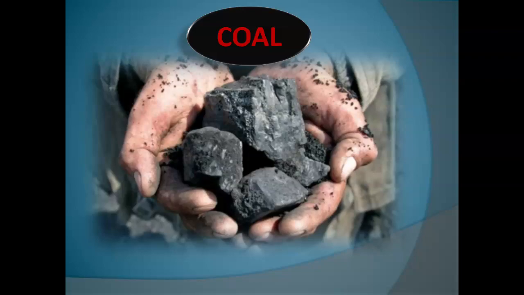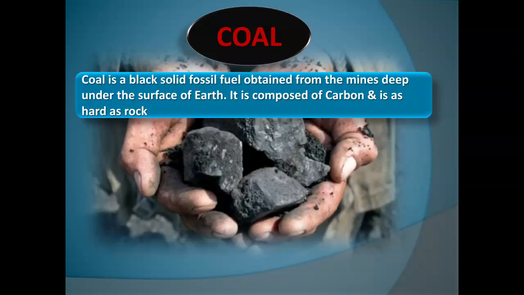First, coal. As you see in this picture, the coal looks somewhat like black hard rocks. Coal is a black solid fossil fuel obtained from mines deep under the surface of the earth. It is composed of carbon and is as hard as rock. So it is a very hard substance. It is a solid fossil fuel. It is black in color and we get it from mines deep under the surface of the earth, and it is composed of carbon.